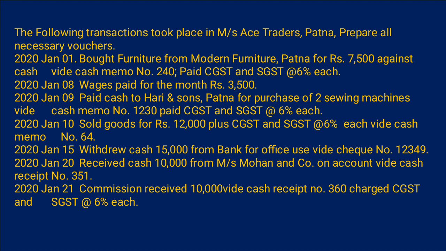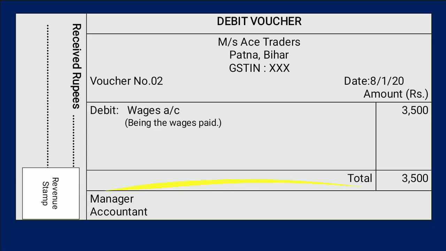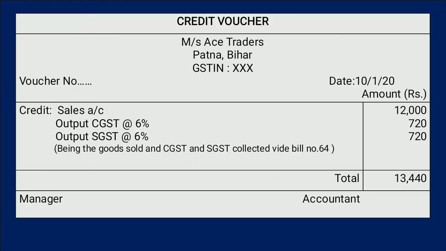Next transaction: we have sold goods for rupees 12,000 plus CGST and SGST at 6% each, with cash memo number. In this transaction they have not mentioned the name or place of the party, but they have clearly mentioned what GST we have to charge. So accordingly we have to solve this question. Here we are selling goods, which means we are getting money. Once you receive money, we have to prepare a credit voucher, because cash is debiting, so we have to prepare a credit voucher.